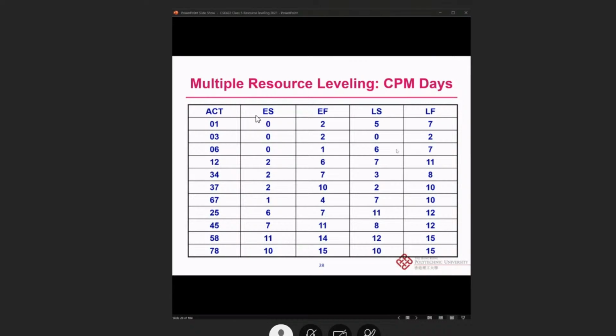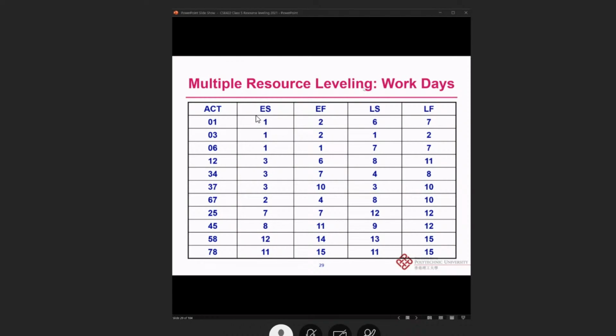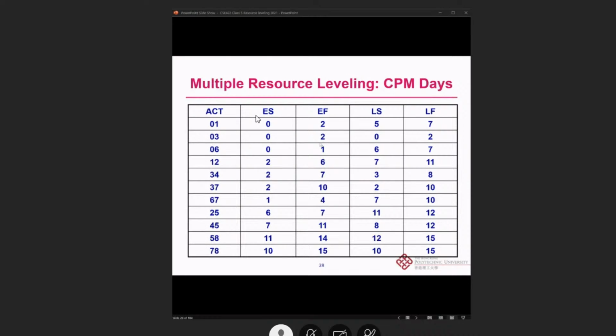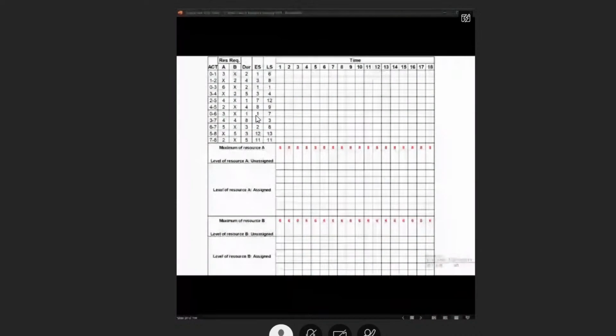Then if we draw the multiple resource leveling as critical path days, it is better that we think about workdays. To transfer to workdays, we add 1 to the early start time and late start time. Actually, it really means the same thing.